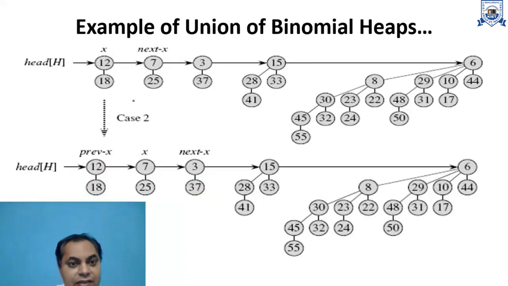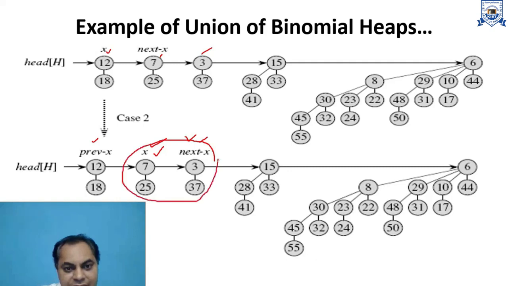After using case 2, this 7 becomes our x, because previously it was 12. When we move forward, this will become x, 3 will become next of x, and 12 becomes previous of x. Now x and next of x both have the same degree, and the sibling of next of x has degree 2, but x or next of x has degree 1.